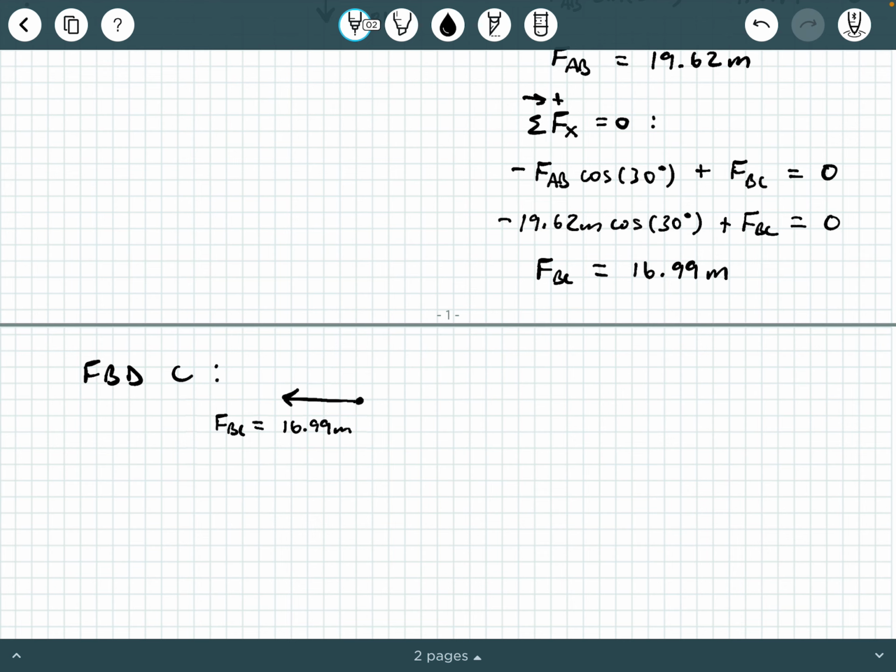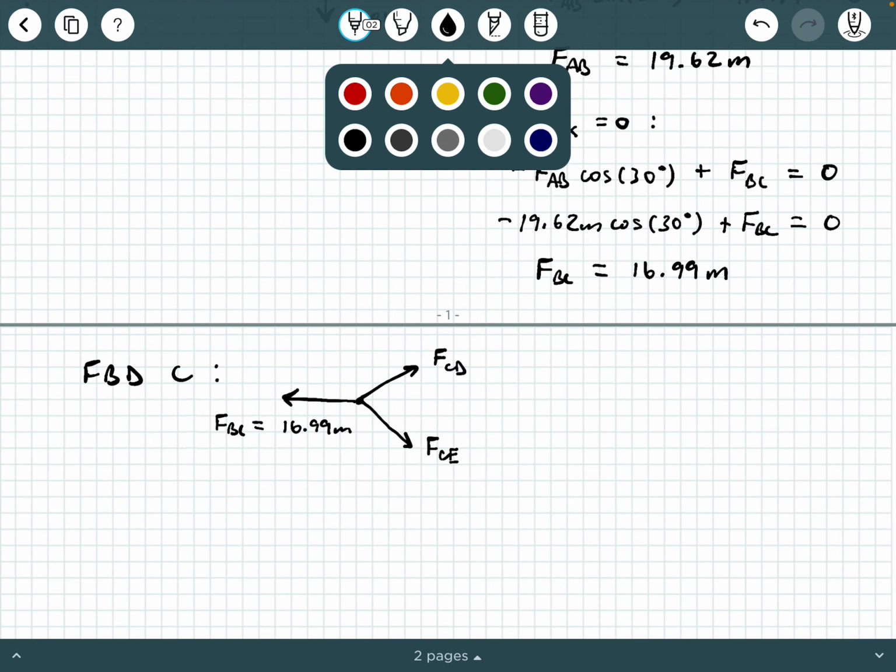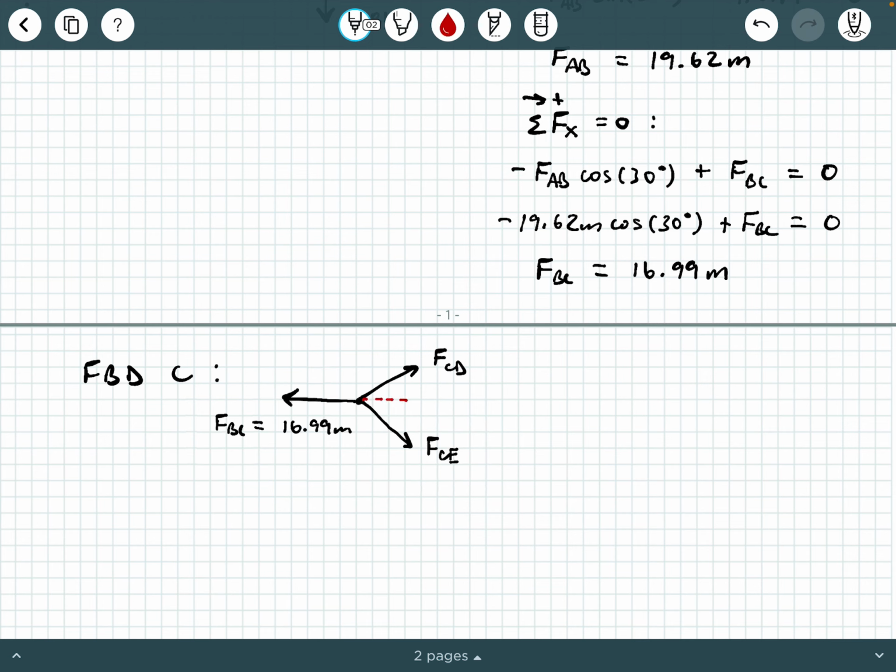Now, what else is coming off of particle C? Well, we have an unknown force coming up here. This is going to be FCD, and that's going to be at a 45-degree angle. I'm going to draw that angle in just a second. And then I also have a force CE that is at a slope angle. So let's go ahead and draw these in here. That's 45 degrees. And then FCE, of course, was at that 3, 4 slope.